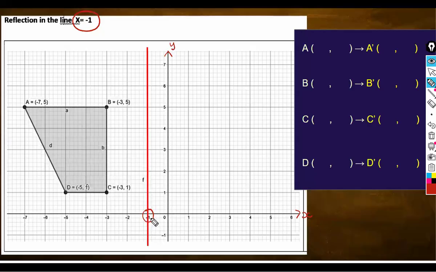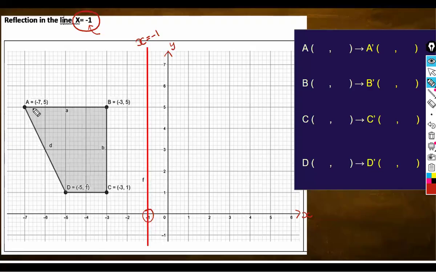Now, in the exam, if the examiner were to give you a shape like this one, this is a quadrilateral, and asks you to reflect something in the line x is equal to -1, most likely the examiner is not going to draw the red line for you. He is not going to draw the line x is equal to -1. You will have to remember that x equal to -1 is a vertical line going through -1 on the x-axis, and you get 1 mark for drawing that red line.